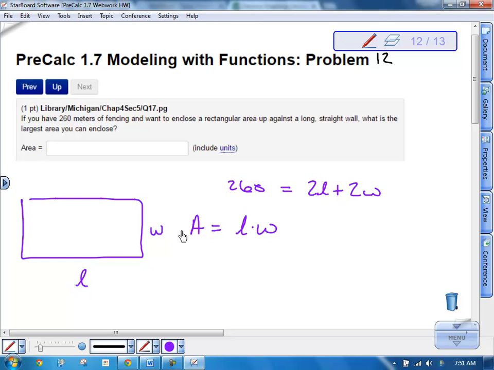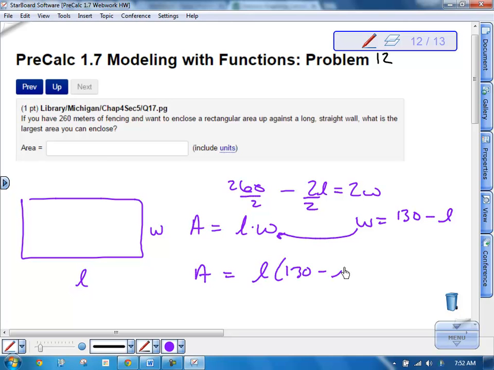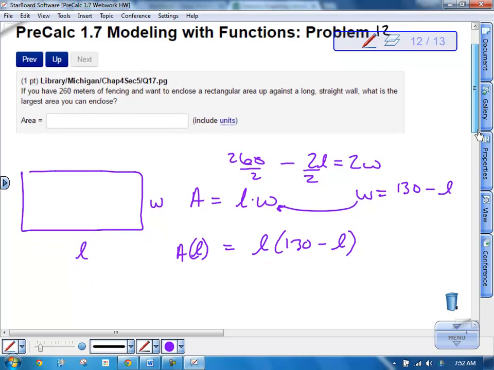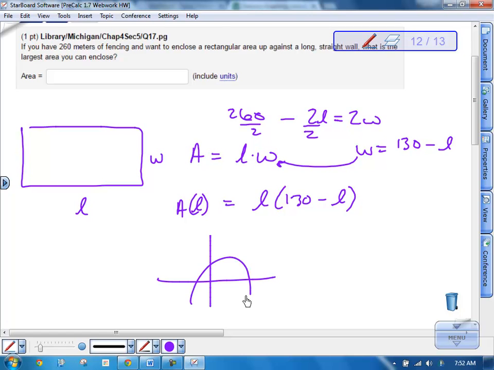I need to combine these somehow. So I need to solve one of these for W. It doesn't matter. But if I subtract 2L from both sides, and then divide by 2, that gives me W equals 130 minus L. Then I'm going to sub that in right there. That'd be area equals L times 130 minus L. Now I have a formula for area in terms of length, a function of area in terms of length. It's a quadratic that opens down, so I want to find that maximum point.